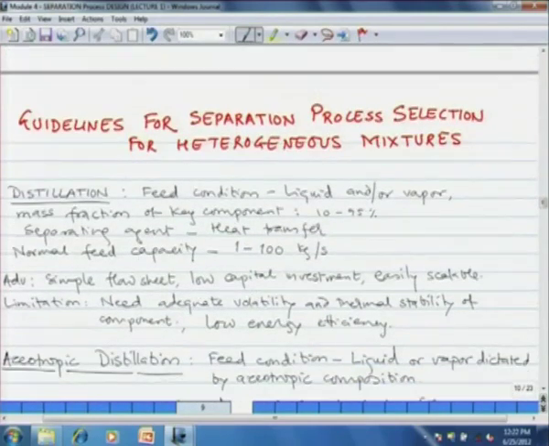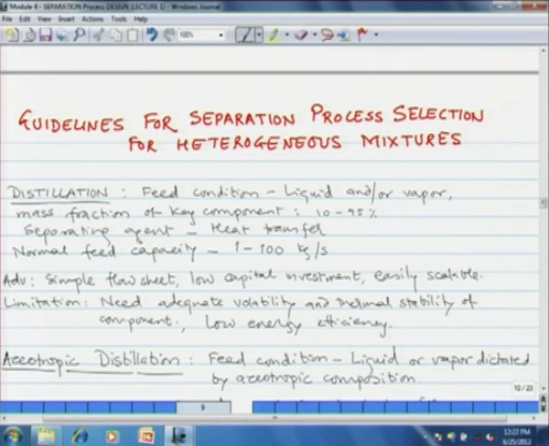Let us see certain general guidelines for selection of a separation process. I would like to mention that these are very broad guidelines. These are not applicable hard and fast for each and every process, but these guidelines give us a general view or thumb rules for selection of a separation process. So, let us first take the process of distillation, which is one of the most common processes used in chemical industry. Now, in this case, the feed condition of the reaction mixture has to be liquid or some mixture of vapor, or it could even be complete vapor.